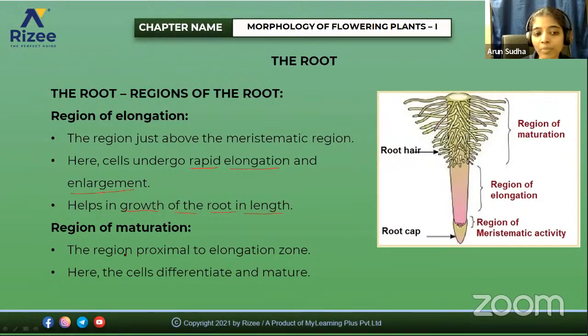Then the region of maturation. The region proximal to the elongation zone, that is near the elongation, is the region of maturation. And here the cells differentiate and mature. So this is the region of maturation.